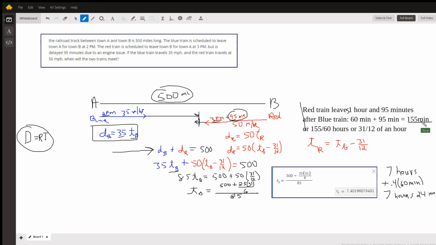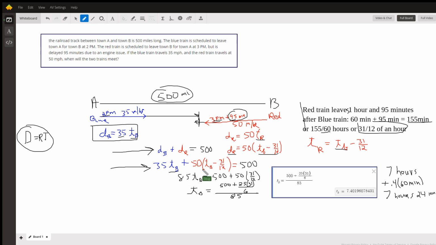But if we convert 155 minutes to hours, we have to divide by 60 because each hour contains 60 minutes. So that reduces to 31/12ths of an hour. So the time of the red train is 31/12ths of an hour less than the time of the blue train. And so now an expression for the distance the red train travels is 50 times, replace T sub R with T sub B minus 31/12. And so here's what we get after the substitution.